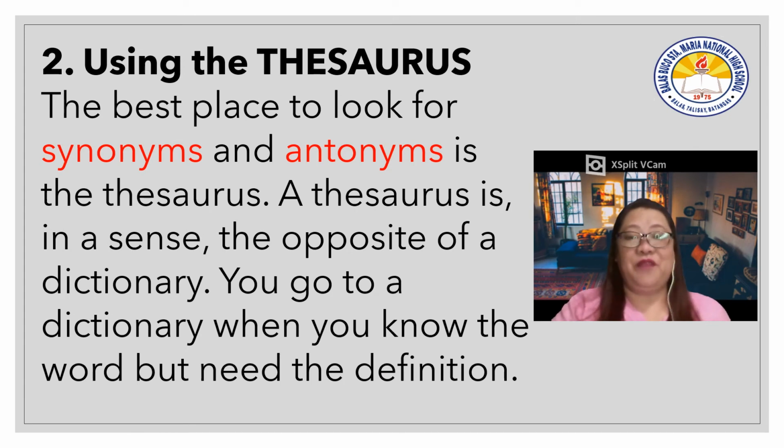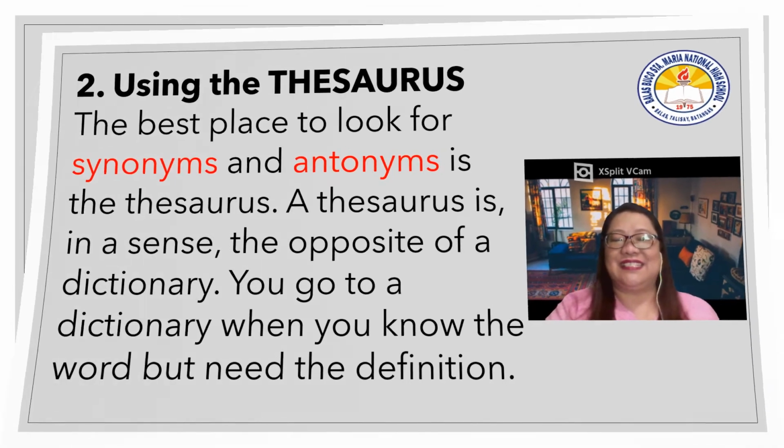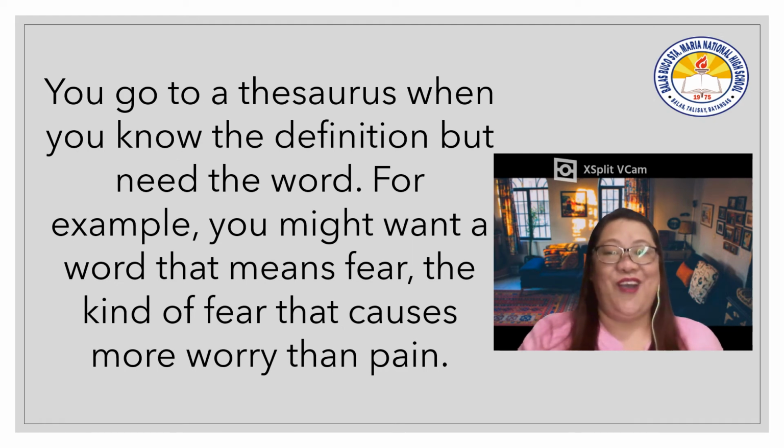Another thing that we have to learn is using the thesaurus. The best place to look for synonyms and antonyms is the thesaurus. A thesaurus is, in a sense, the opposite of a dictionary. You go to a dictionary when you know the word but need the definition. On the other hand, you go to a thesaurus when you know the definition but need the word.